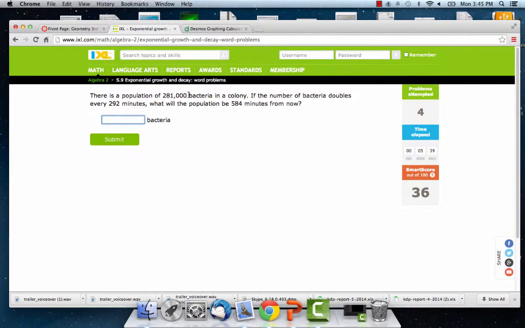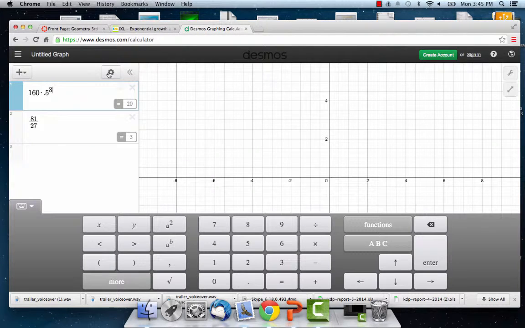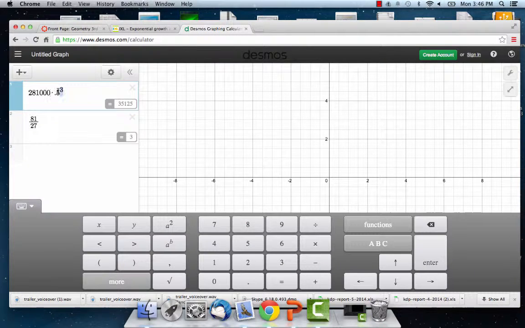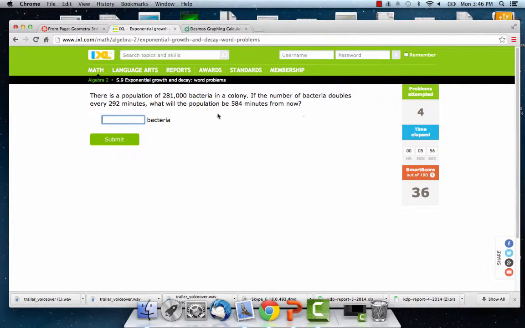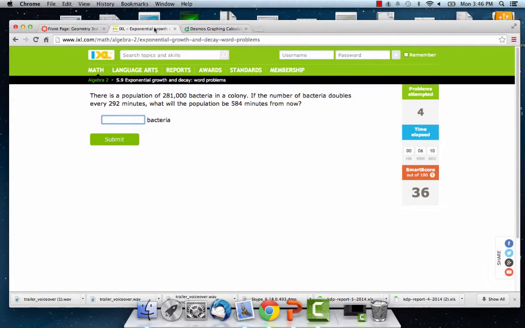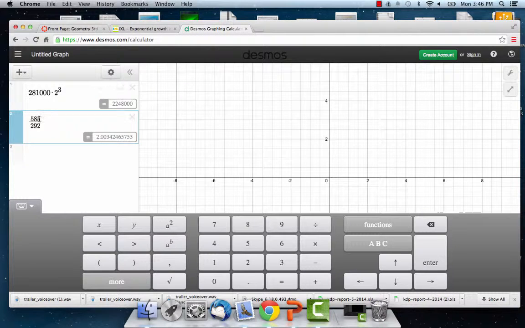There's a population of 281,000 bacteria. So 281,000 goes here. If the number of bacteria doubles, so 2, every 292 minutes, what will the population be in 584 minutes? So if I have 584 minutes, how many 292 minutes do I have? Oh, I typed that in wrong. 584.